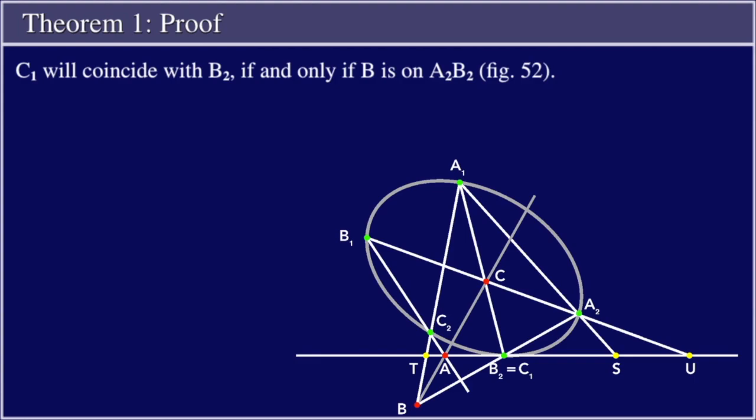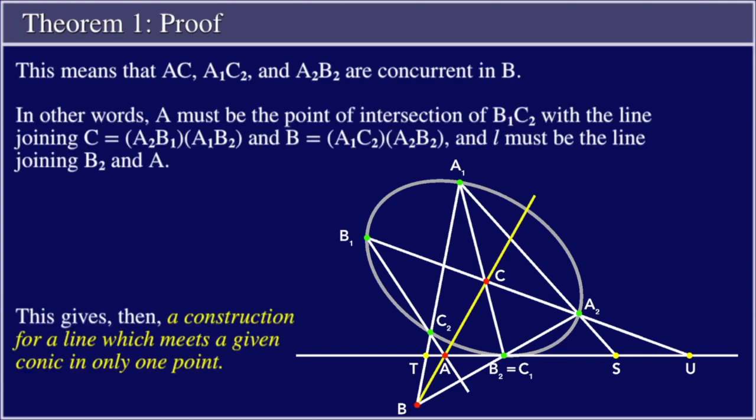Figure 52. This means that AC, A1C2, and A2B2 are concurrent in B. In other words, A must be the point of intersection of B1C2 with the line joining C, equal to A2B1 A1B2, and B, equal to A1C2 A2B2, and L must be the line joining B2 and A. This gives, then, a construction for a line which meets a given conic in only one point.